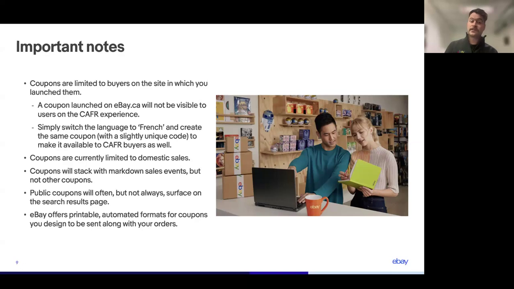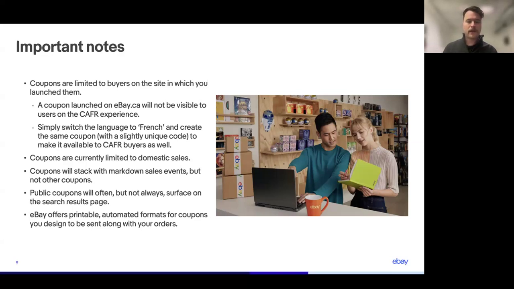A reminder, coupons will stack with markdown sales events that you already have running, but they won't stack with other coupons. Public coupons are not always going to surface on the search results page. Really want to emphasize, listing best practices, which I'm sure most of you already follow, but then the depth of the discount and things like that, which will impact whether or not it's visible to the buyer.